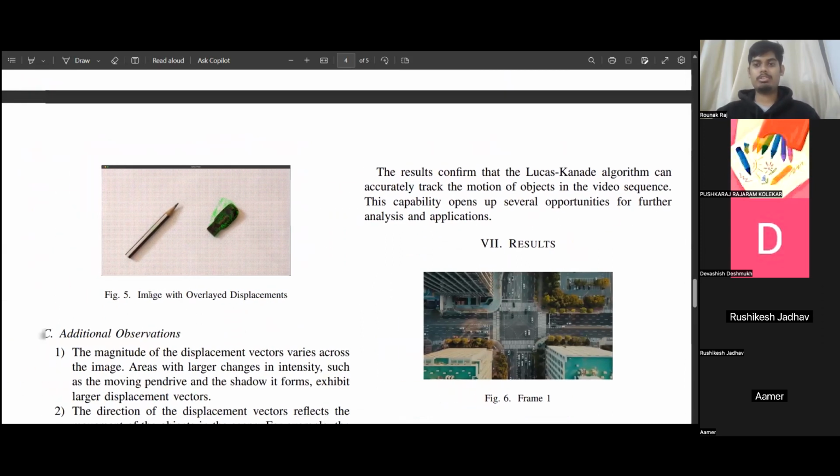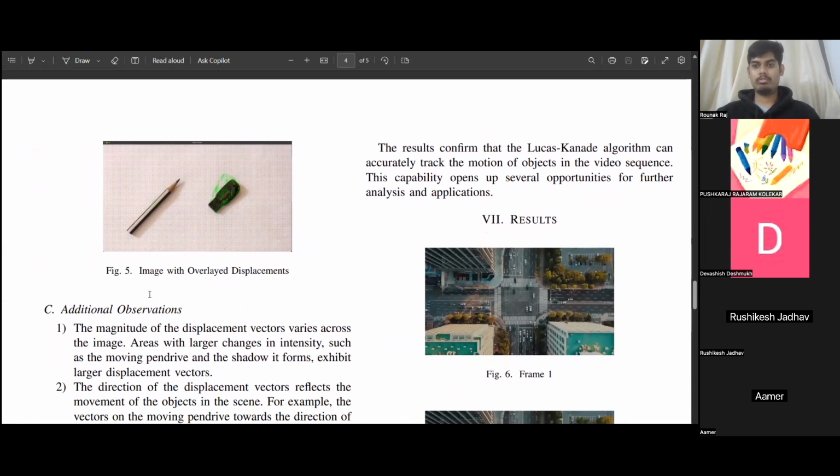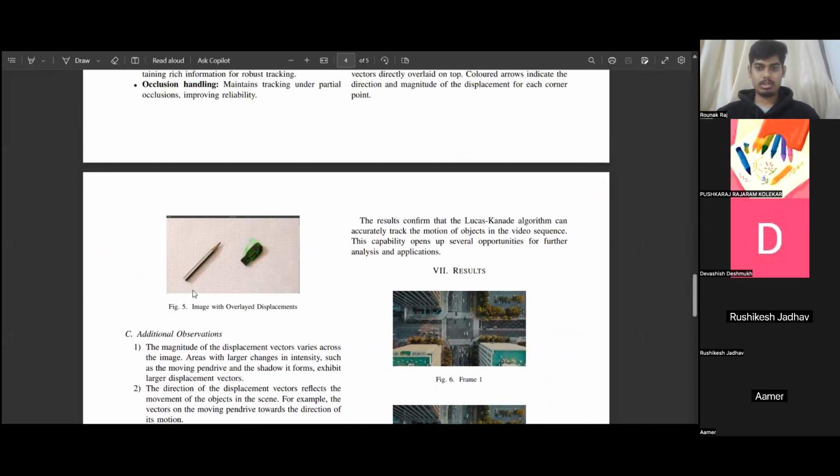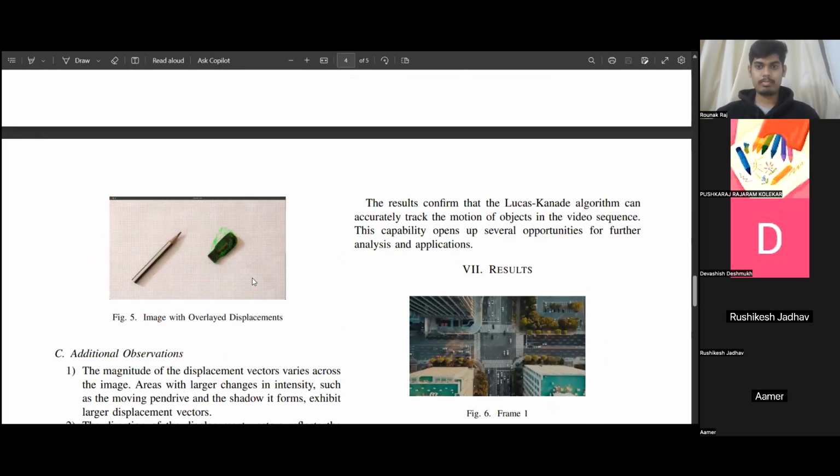The next part, which is B, shows the image with overlaid displacement. So this is the third image which is shown, that you can see in the PDF also. The third image shows the calculated displacement vectors directly overlaid on top. So you can see the colored arrows indicate the direction and magnitude of the displacement of each corner point.